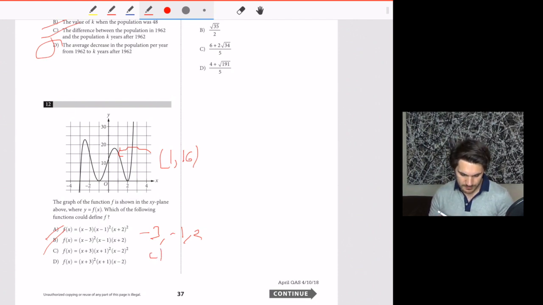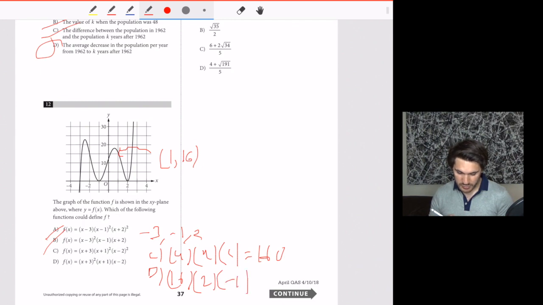If we plug it in for C, we're going to get x plus 3 is 4. X plus 1 is 2. 2 squared is 4. 1 minus 2 is negative 1. Squared is 1. And this will be 16. So C works. Let's see what happens with D. X plus 3 is 4. Squared is 16. X plus 1 is 2. And then times negative 1 will give us a completely off answer. So we know our answer has to be C.